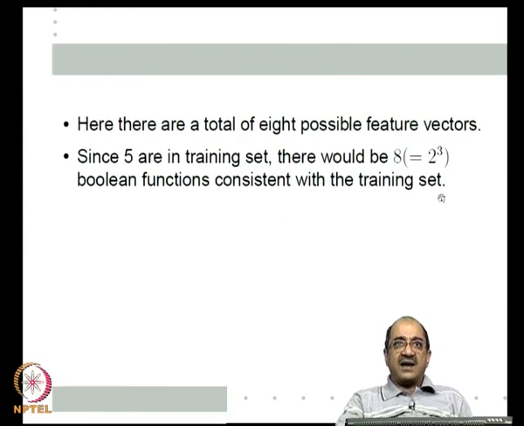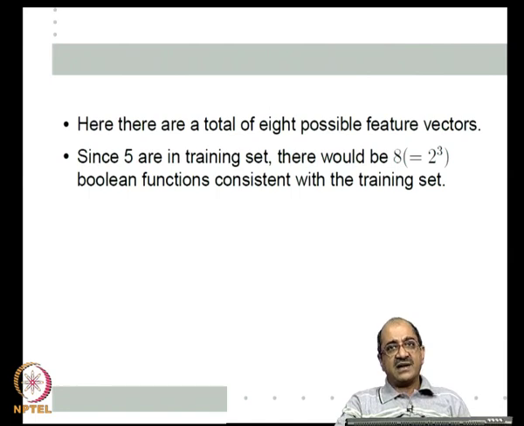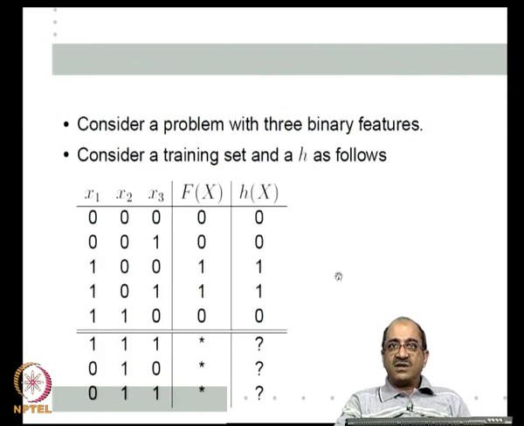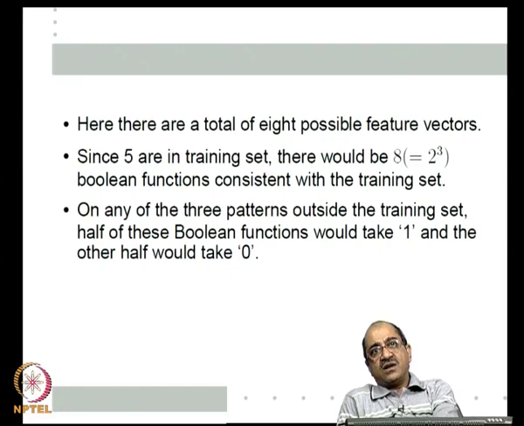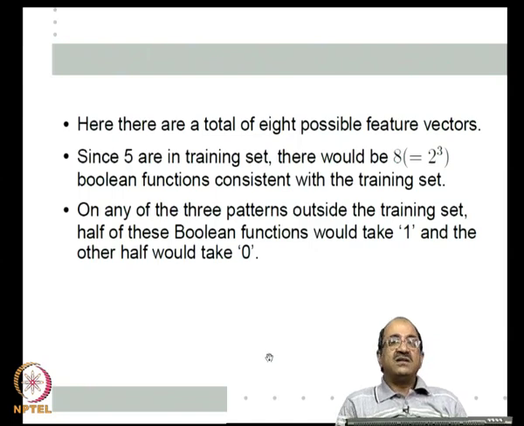So, there are 8 Boolean functions consistent with the training set. Those are the only ones on which I will be finding the errors, because we are finding the error only on x not in the training set. Now, as all of you know about such Boolean functions, if I look at all possible Boolean functions for this 3-row truth table, then obviously on any one row of the truth table, half the functions will be 1, half the functions will be 0. That is how Boolean functions behave. So, on any of the 3 patterns outside the training set, half these 8 Boolean functions would take 1 and the other half would take 0.